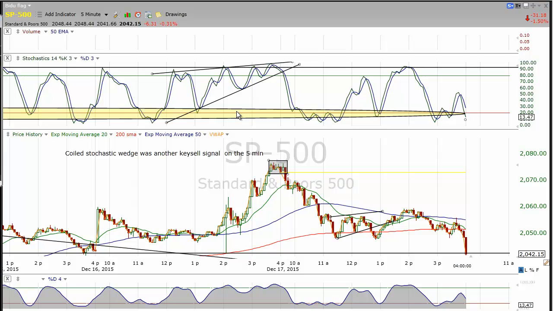This is not an extremely rare thing, but it's one of our HPS setups. It's what we call the coil stochastic channel breakdown. So whenever you have a coil stochastic, you look for the underlying pattern to play out also. And it could be very tight. It could be either a channel or a wedge. In this case, we're kind of seeing this tight little wedge. It's not anything really defined, but you're feeling the tightness here.